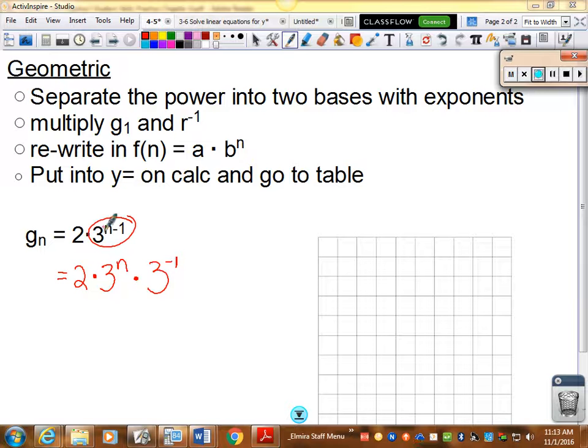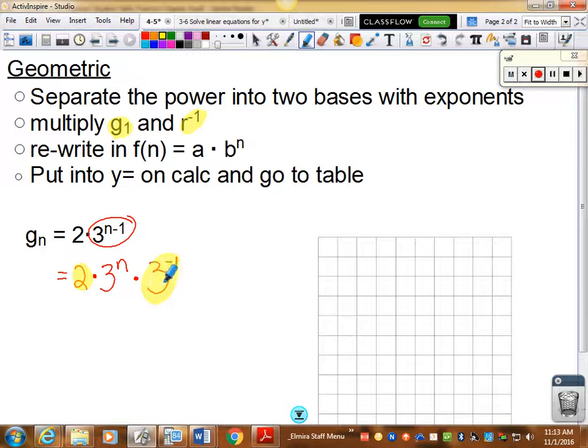So I took the 3, I separated the base of 3 into 2 separate bases, one with an exponent of n and one with an exponent of negative 1. Okay, this is going to happen every time. It's just that the base is going to be different. Now the next part is you're going to multiply your g sub 1, which is 2, and that r value, r to the negative 1 power.